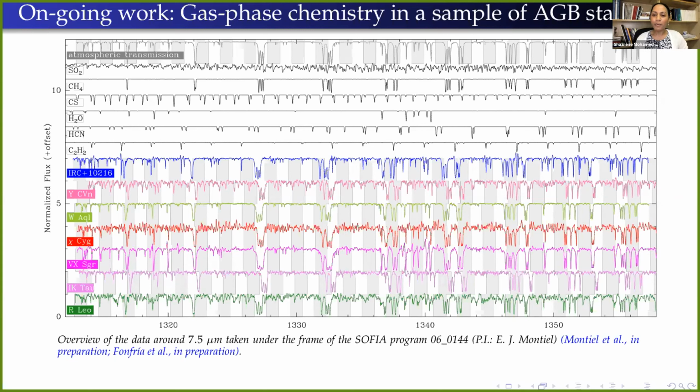And I have a very quick one. What can we expect from JWST? Will we be able to do time dependent studies, as SOFIA was suggesting? And what can we expect to come? Can you repeat, please? I lost the. What can we expect from JWST?